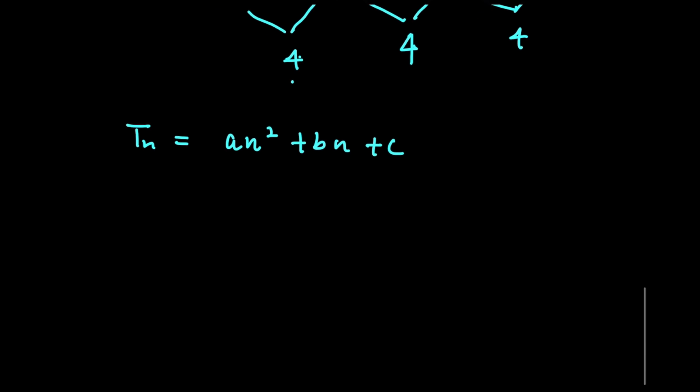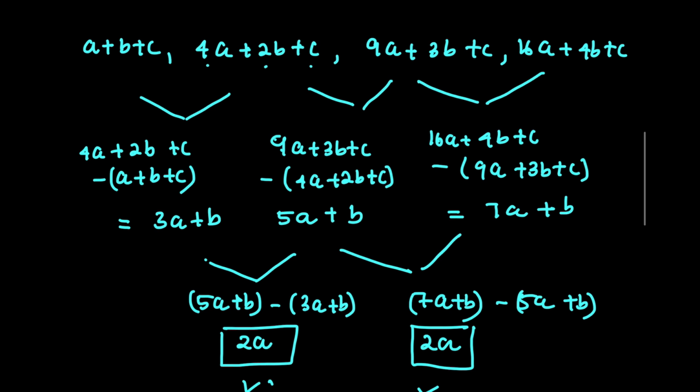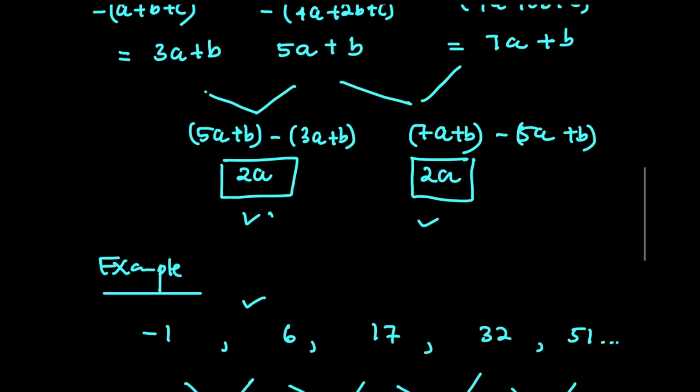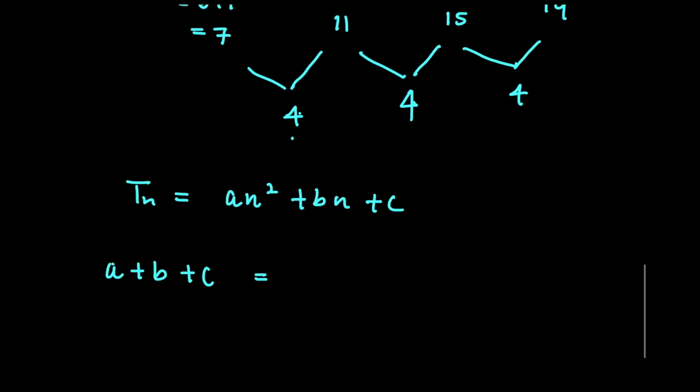So now, from this, a plus b plus c equals to what? Let's go back from what we've solved. You see a plus b plus c where it was? This is a plus b plus c. So it corresponds to -1. So that is -1. So this will be your first equation, right?